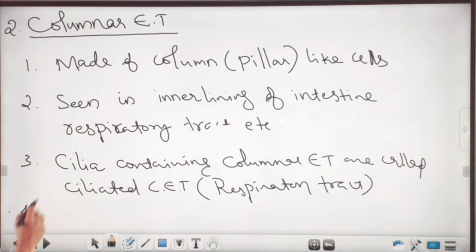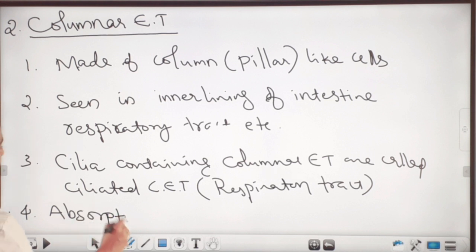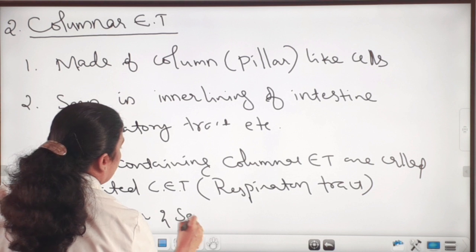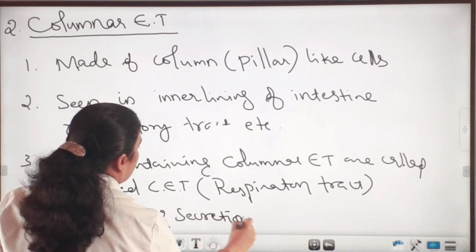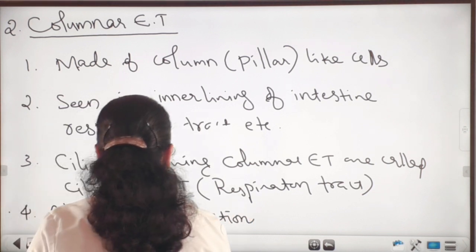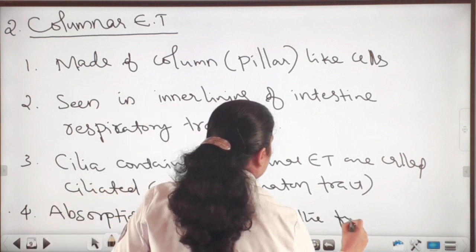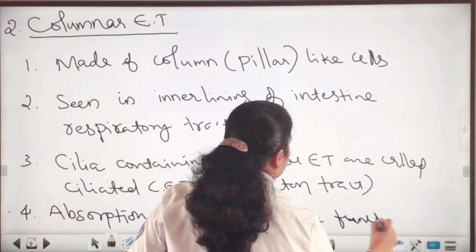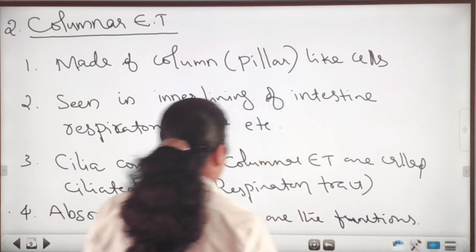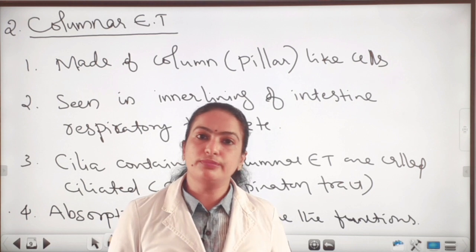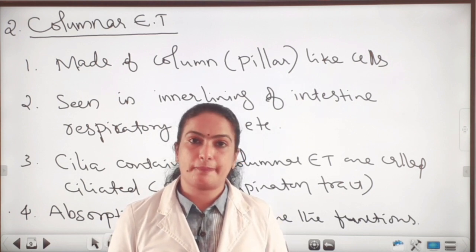The function of this columnar epithelial tissue is absorption and secretion. Absorption and secretion are the functions of this columnar epithelial tissue.